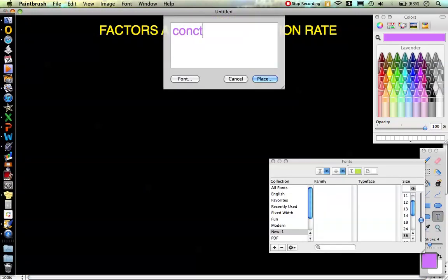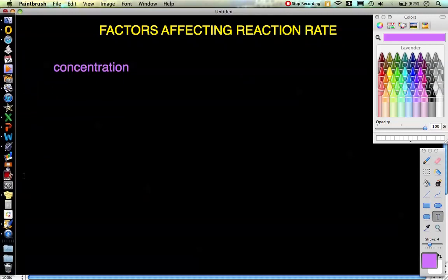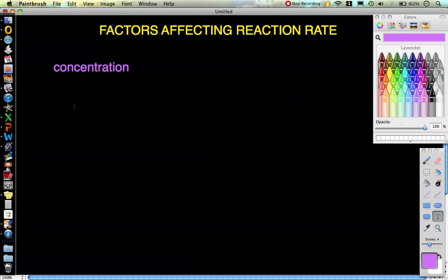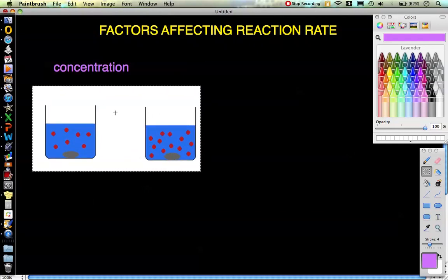So the first one of those is concentration. So if you increase the concentration of a solution or of particles in a solution, then generally speaking, you will increase the rate at which a reaction will occur. So for example, I've got these 2 beakers here. Now this grey bit down here represents some magnesium, and the solution is a solution of hydrochloric acid.